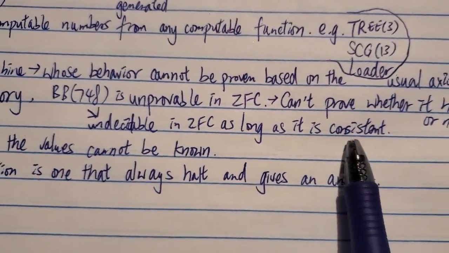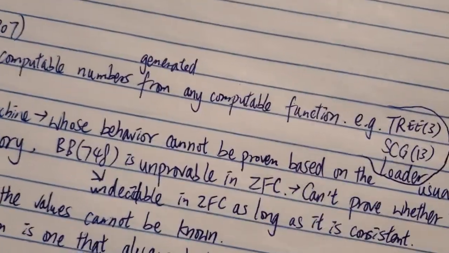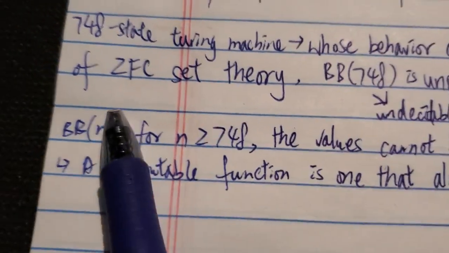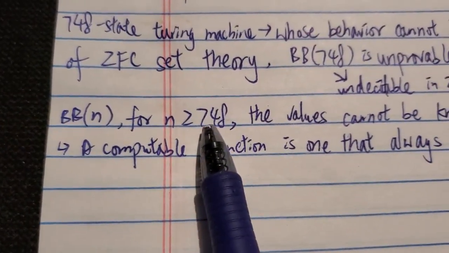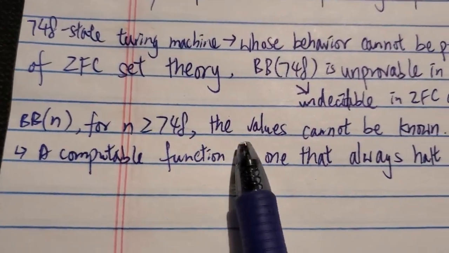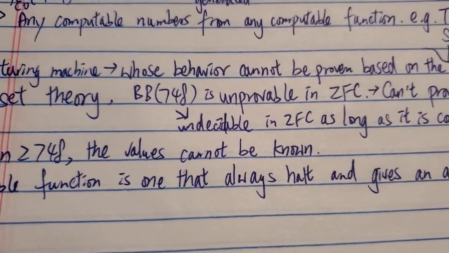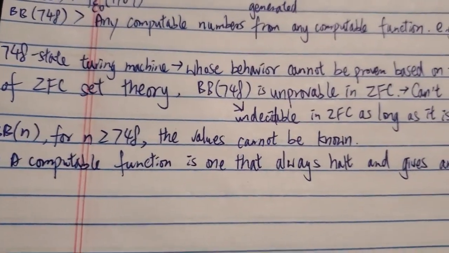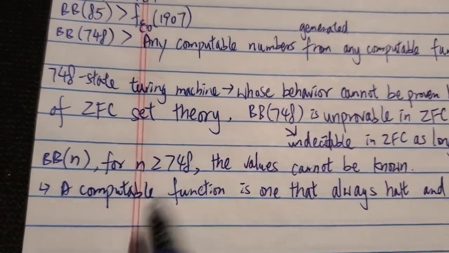And since most mathematicians believe ZFC is consistent, that means this number is unprovable and undecidable. In other words, for BBn with n at least 748, the values of BBn cannot be known, or can probably never be known. It's just separated from, or independent of, ZFC set theory.